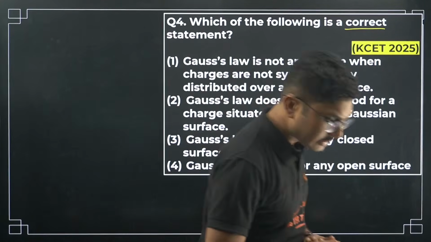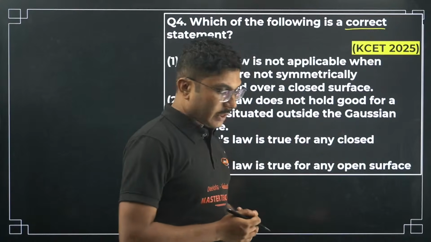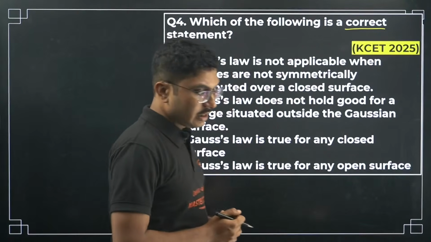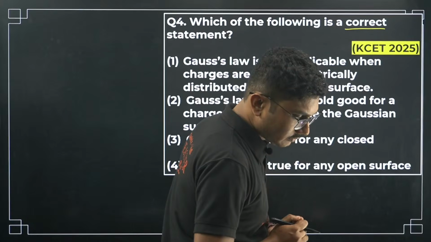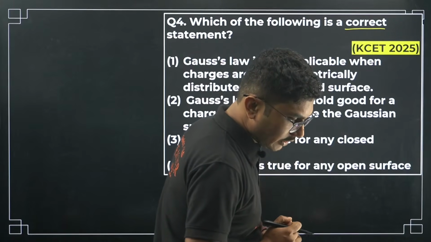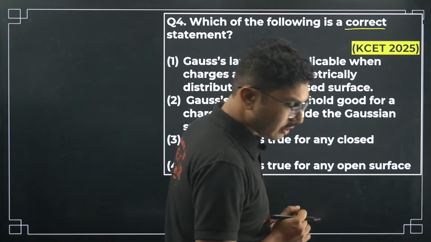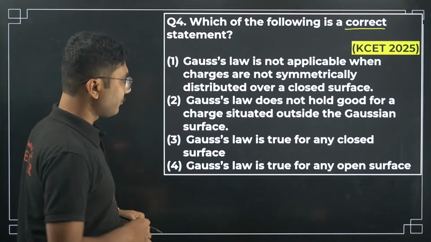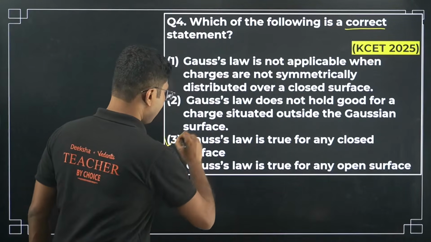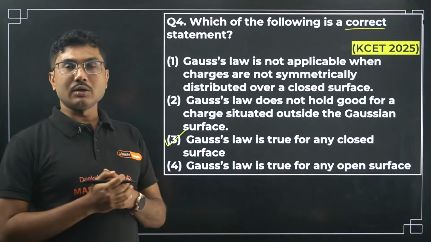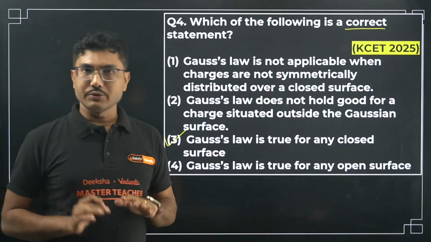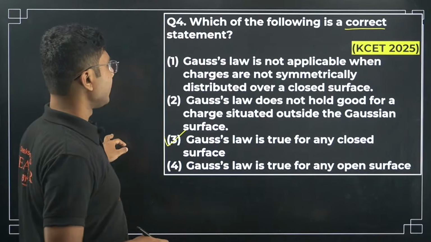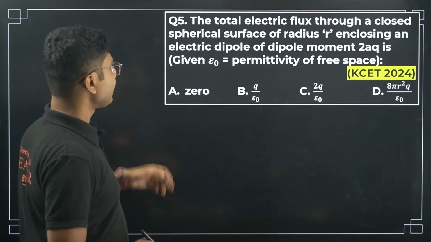Let's see who can answer. Madhavi is saying option 3. Nagaraj is saying option 3. Ullas Deshpande, everyone is saying option 3. Yes, Gauss's law is true for any closed surface. End of the statement. Now let's move on to the next question.